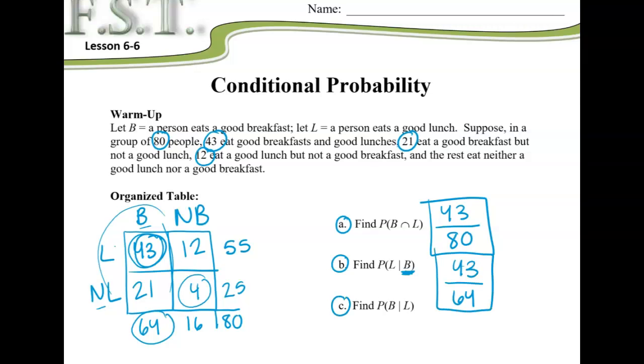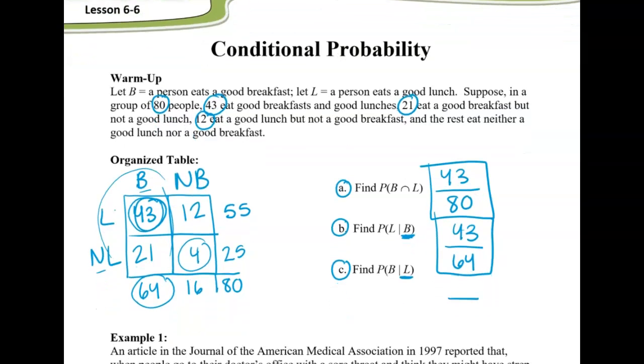Find probability of breakfast given lunch. So now our denominator is all the people that had a good lunch, which is 55. Out of those people, how many had a good breakfast? Still 43. So our denominator changes, but we have 43 as our numerator regardless.